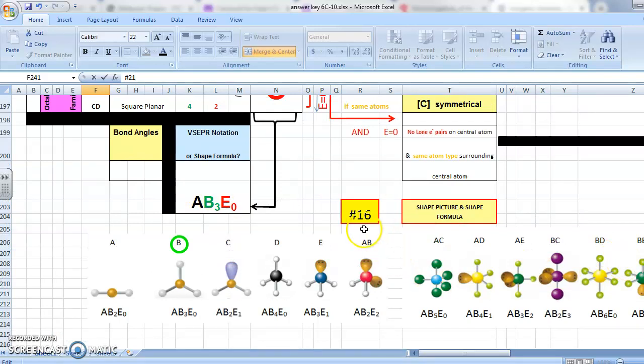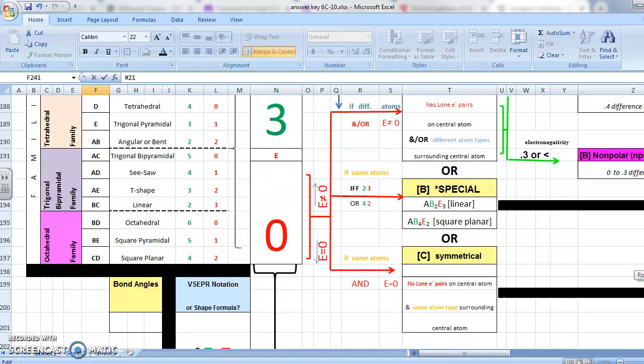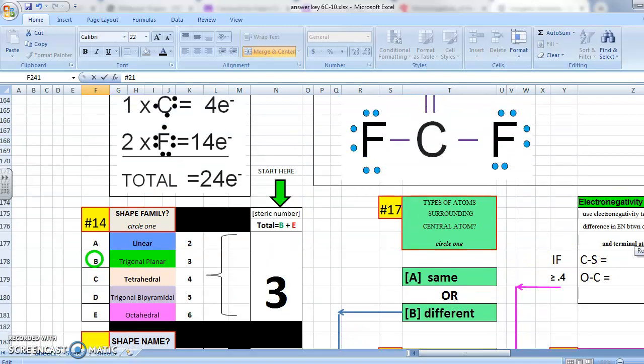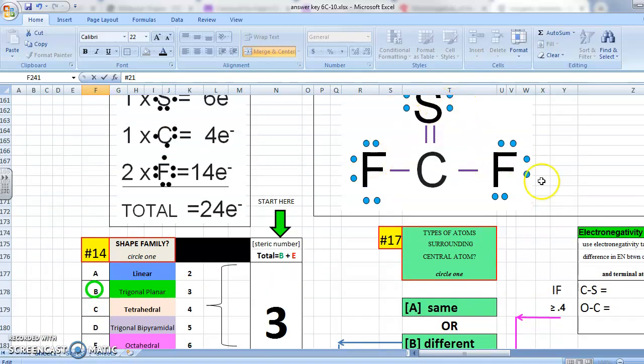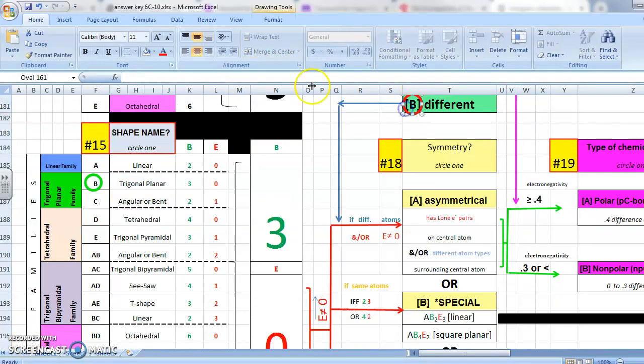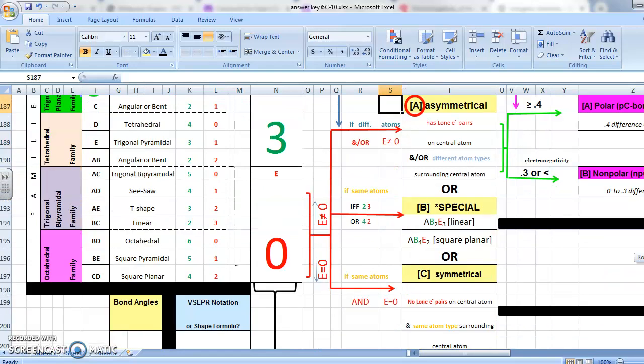So let's go from question 16 to our shape to question 17. Are the atoms the same surrounding the central atom? Nope, we have a sulfur and 2 fluorines. So the atoms are different. With the atoms being different, we follow the line down. That takes us to the fact that having different atoms surrounding the central atom takes us straight to the asymmetrical shape.